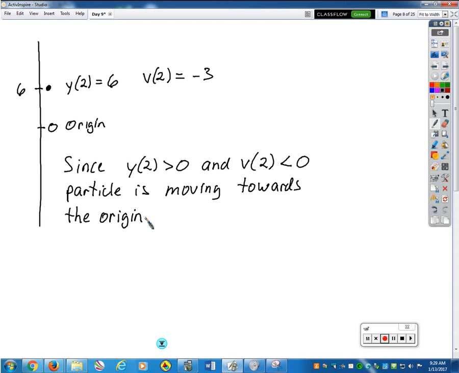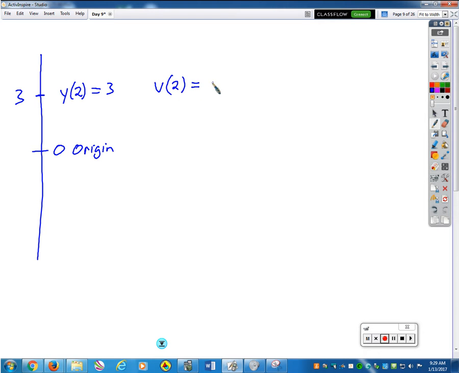Oh, outstanding. Okay, look up. Here's what Bailey said. She says, okay, great, this makes sense to you. But what if you have this situation? Here's the origin. Let's say this is 3. So the position at time 2 is 3. What if the velocity is very negative? At time 2, velocity is negative 1 million.